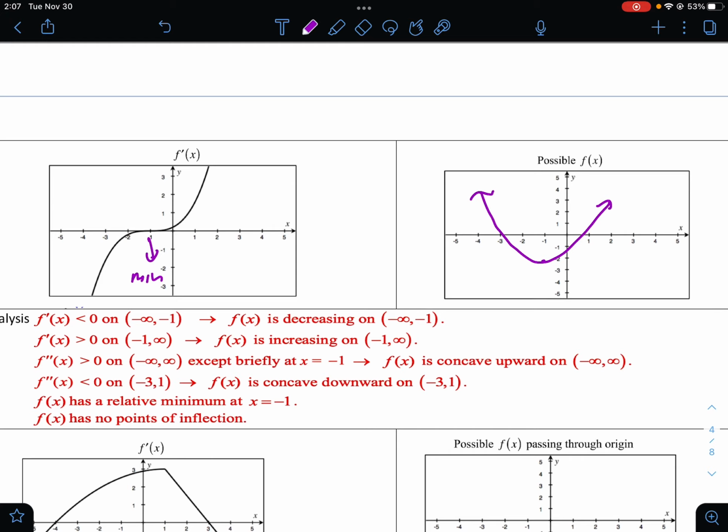So it's reading through our analysis there. F prime is negative on negative infinity to negative 1, so it's decreasing, and then positive from negative 1 to infinity, so that's increasing. The second derivative is always positive, except at negative 1, so the function's concave upward everywhere. This next part, I think I put that in incorrectly there. And it has a relative minimum at x equals negative 1, which we got, and it has no inflection points, which we got.